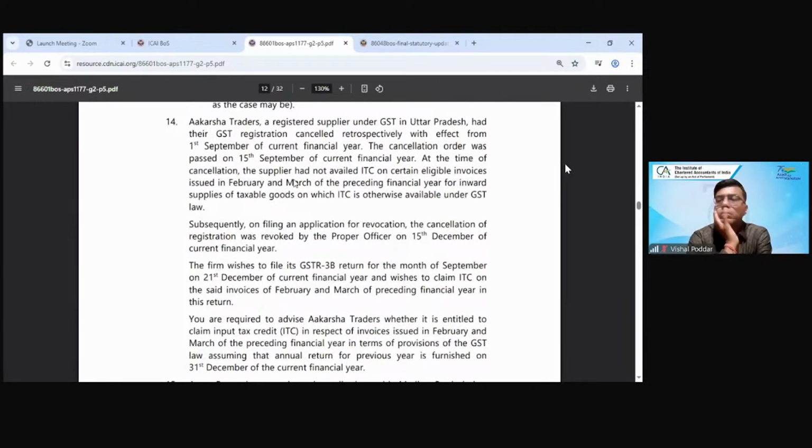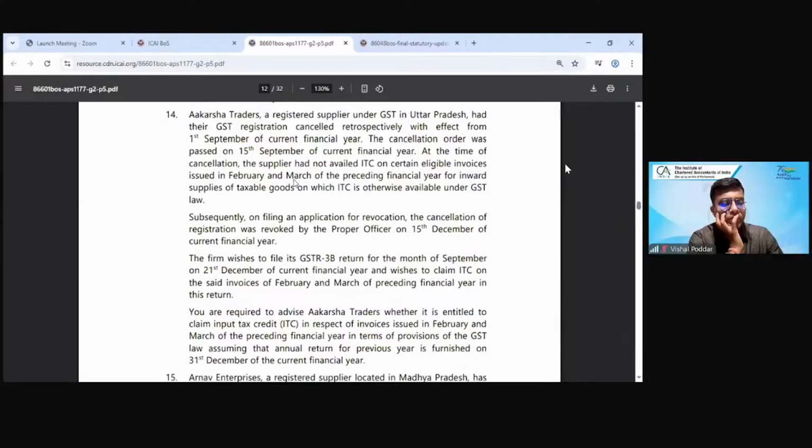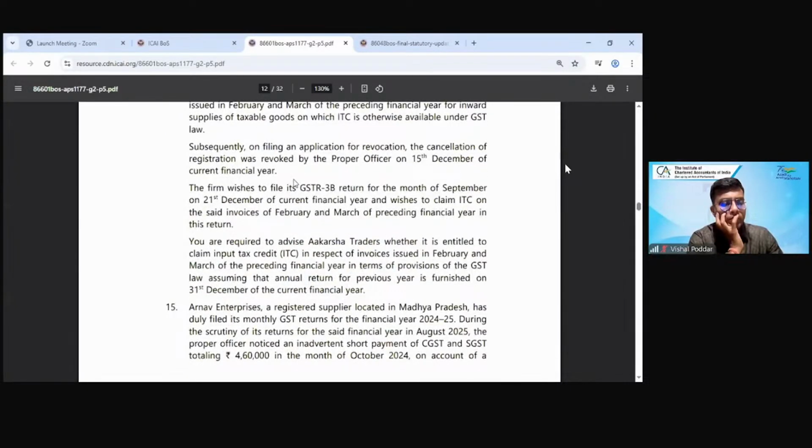But the 14th question is based on the amendment which has taken place in section 16(6) of the CGST Act. That is, when your registration which was cancelled earlier has been revoked after the limitation period of 30th November of the next financial year, and since your registration was cancelled, you could not file your returns. In case there are some invoices on which you have not taken the ITC of the previous financial year, can you take it, till what time can you take it, and what is the procedure? This amendment by way of section 16(6) has been elaborated in question 14.